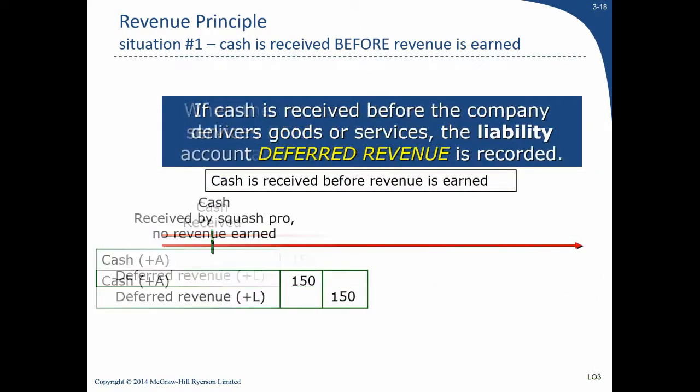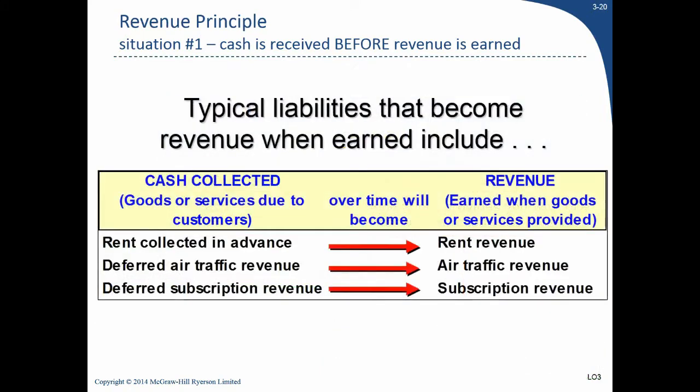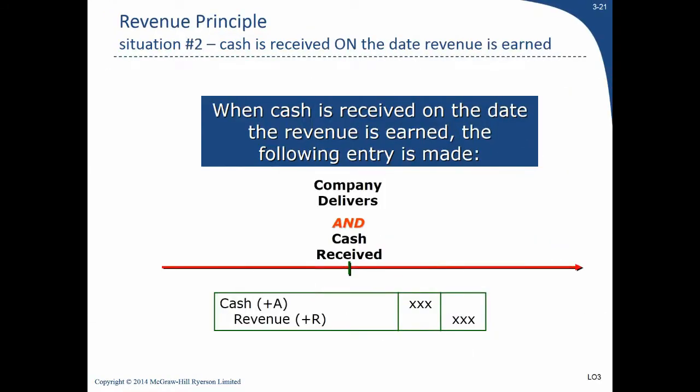And actually, look up here. Situation 1. These are common situations of how you'll see revenue. This is situation 1. Situation 2, cash is received on the date revenue is earned. That's nice and simple, right? Let's say I pay the squash pro anytime I see him for a lesson. So say, I'll give you $50, you give me a lesson, we're done. There's no advance payments, right? In this case, he would recognize cash and revenue on that day because he's earned it, right? He's done the work to earn the revenue, and he's received the cash.